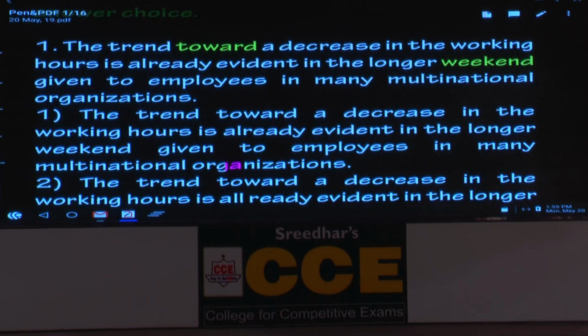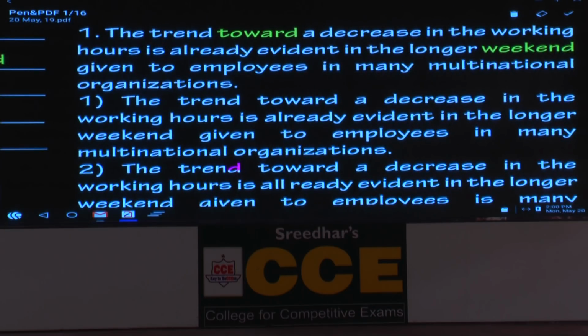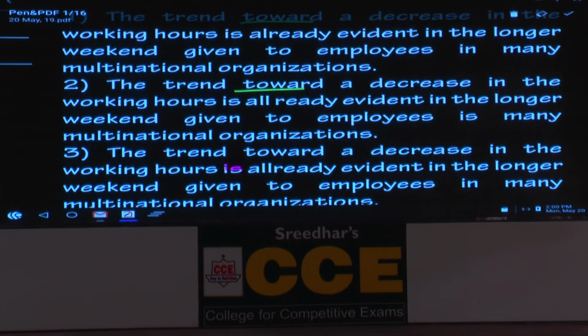Now, I'll read out the first sentence. The trend toward a decrease in the working hours is already evident in the longer weekend given to employees in many multinational organizations. Now, in all the sentences, when you read a sentence like this, first you should get the doubt toward. You may think it is not right, it should be towards. Check all the sentences, do you find, underline every sentence, what do you see? That means, is it right or wrong? Using your common sense.